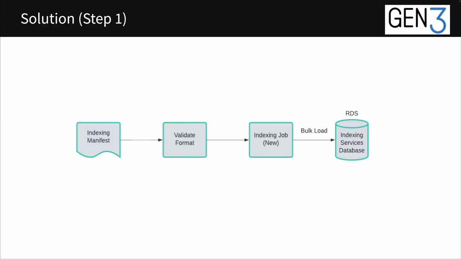Again, since we know the bottleneck is the network overhead when making single API requests for each record that needs to be indexed, with our new indexing job, we talk directly to the database and bulk load the indexing manifest directly into the database tables. This means that there are no more single API calls for each record. We load everything into the tables in bulk.